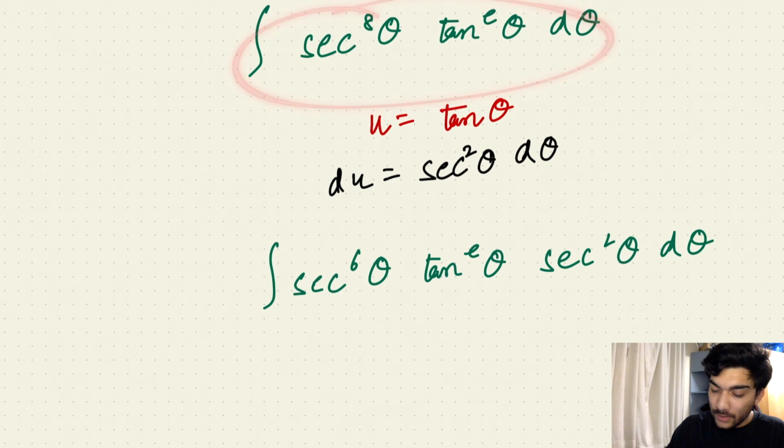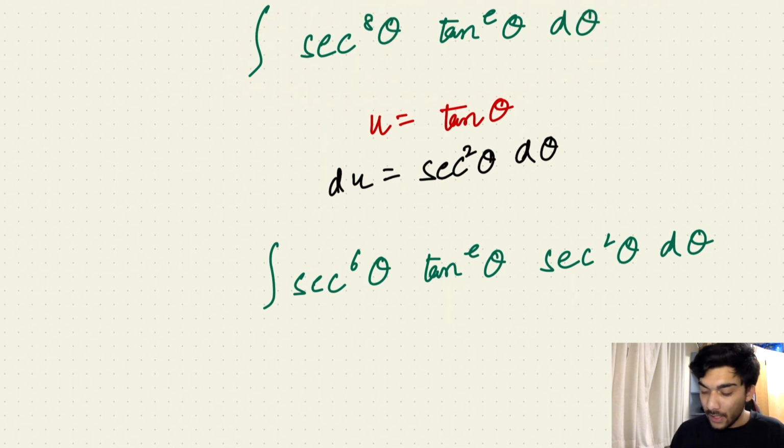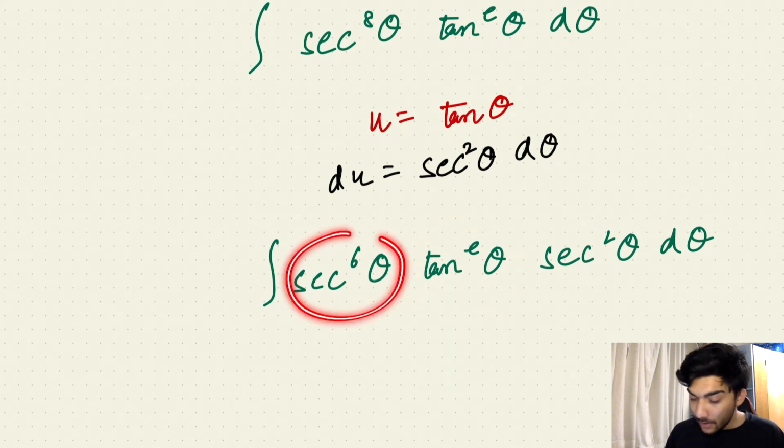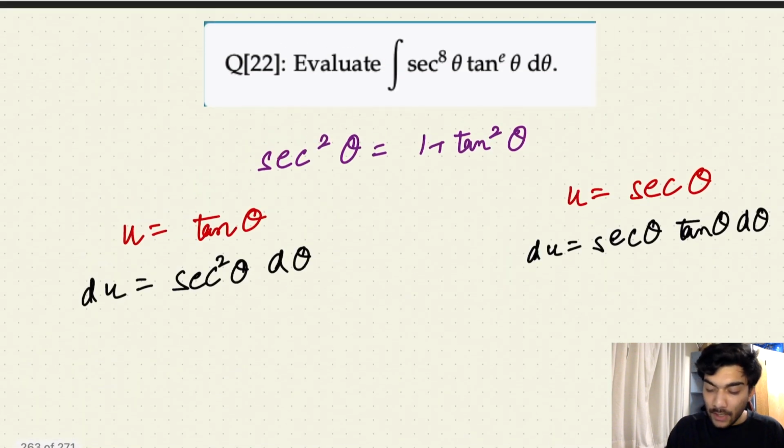If we convert this expression by splitting this secant to the power 8 theta into two terms such that we have a secant square theta d theta, this will be basically secant to the power 6 theta times secant to the power 2 theta, right? So now we have a secant square theta d theta term over here, which can be easily substituted to du. Tan to the power e of theta, since we are taking u to be tan theta, we can easily convert this expression as u to the power e, right? But now the only thing which is remaining is secant to the power 6 theta, right?